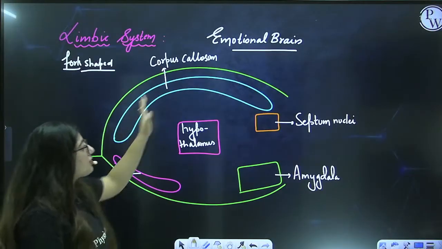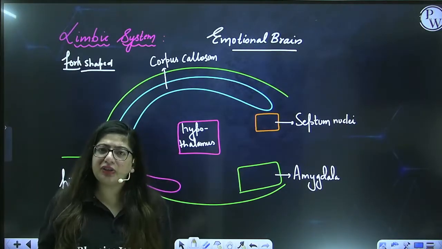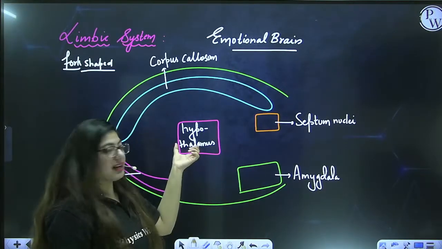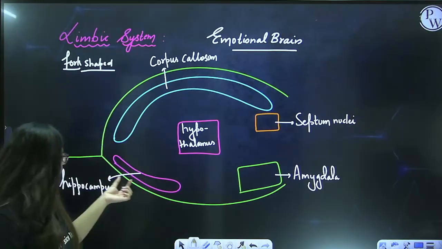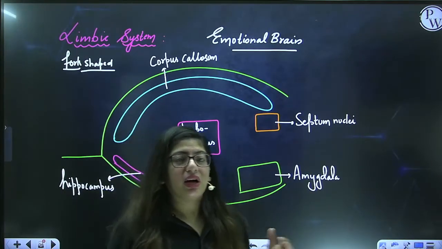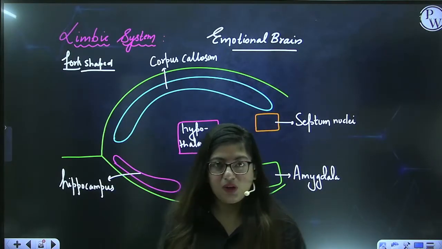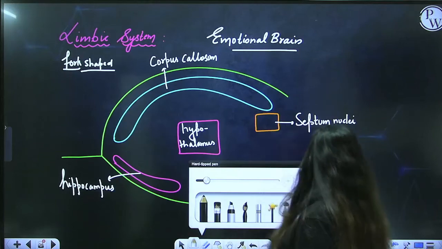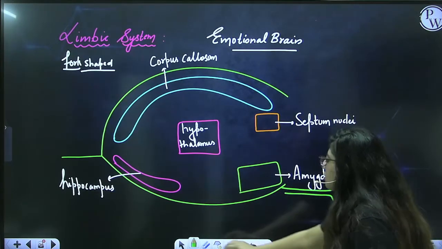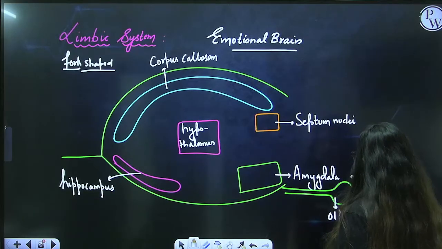For example, if this is the corpus callosum, then here you can see the septum nuclei. What is a nuclei? A group of cyton. Okay, and there is one portion, the amygdala. This is like your hypothalamus, and down here is the hippocampus. All these structures together form a system in the body known as the limbic system. Okay, now apart from that, there are also olfactory lobes present right here. Olfactory lobes here.